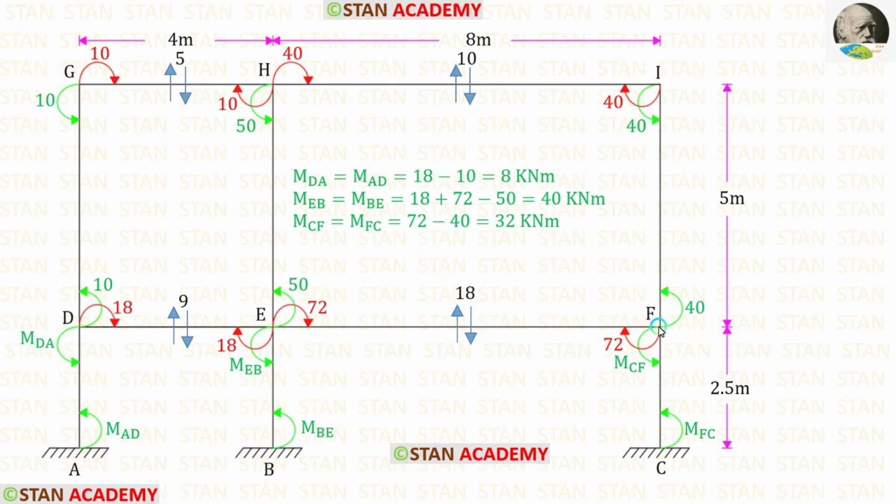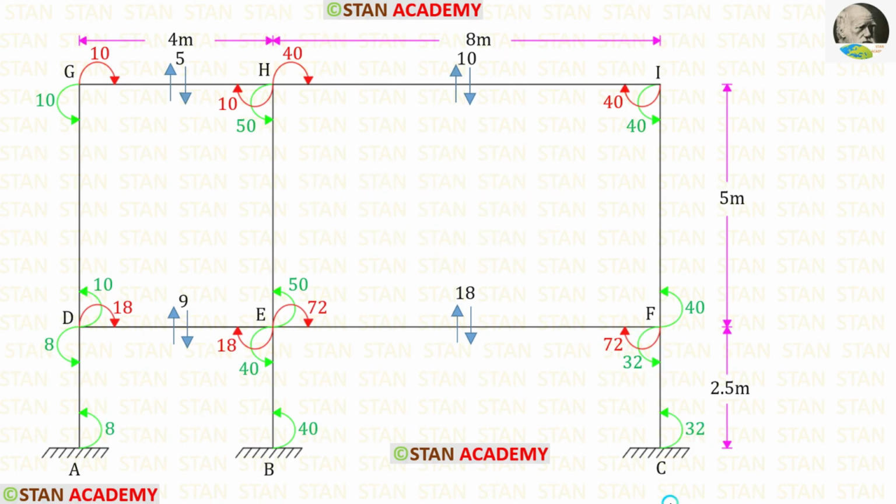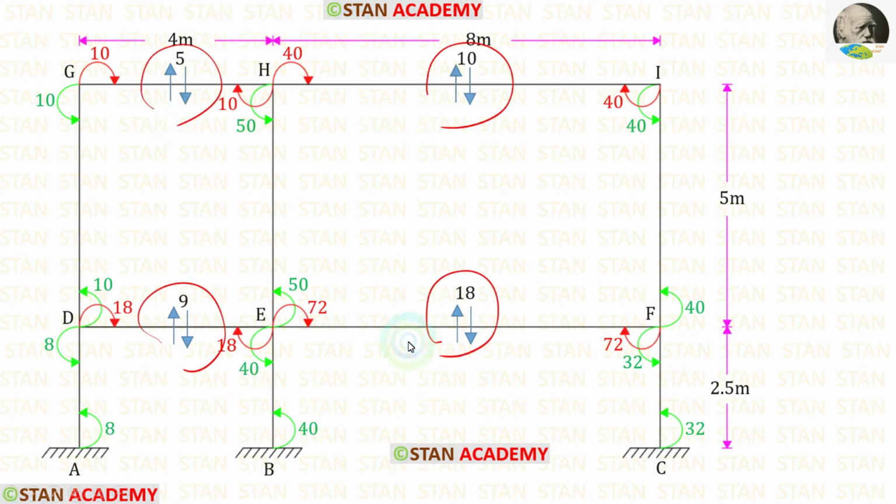Now let us take the member FC. Here we can find MCF and MFC by subtracting this moment by this moment. When we do that, we are getting 32. In this analysis, we have calculated all of the moments. Also, we have calculated the shear forces in the beams. Now, let us find the shear forces in the columns.